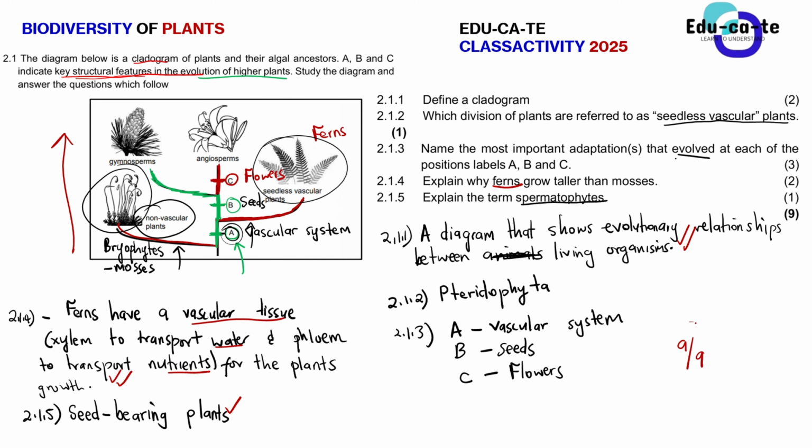The difference is just that in gymnosperms, the seeds are produced in cones. In angiosperms, the seeds are covered by fruit. That's the only difference. But both of them are seed-bearing plants, aka spermatophytes.